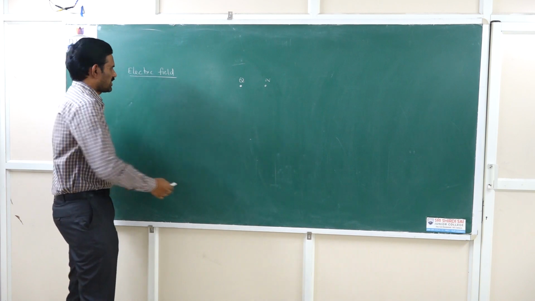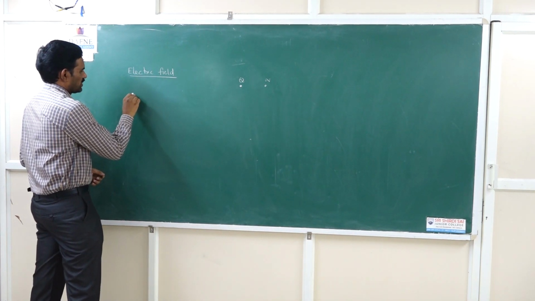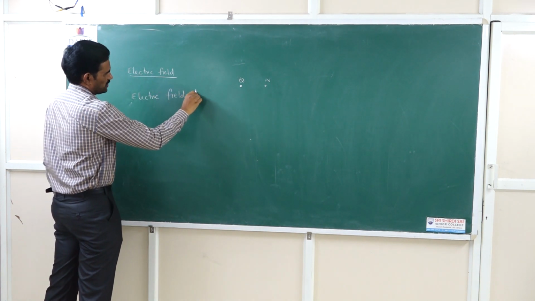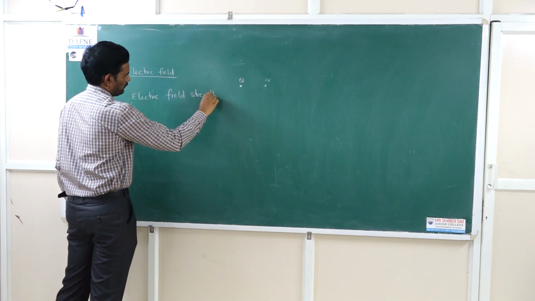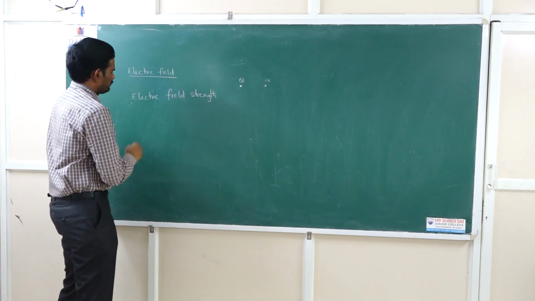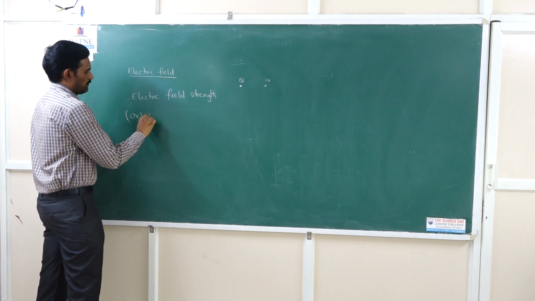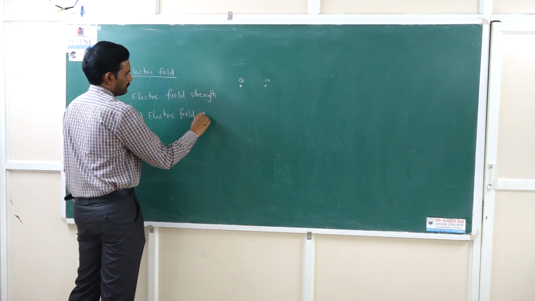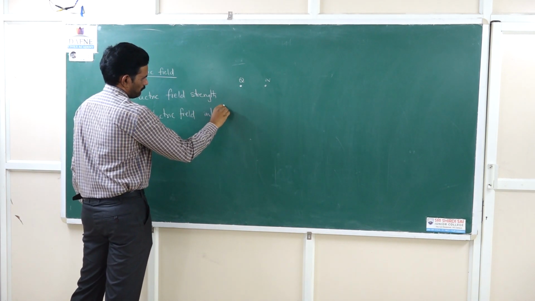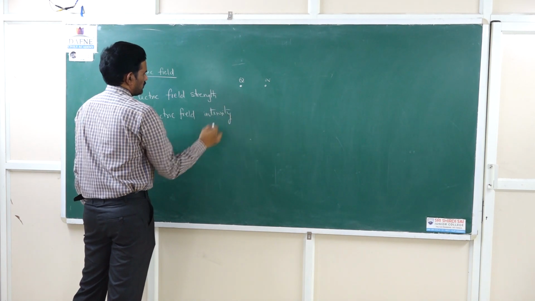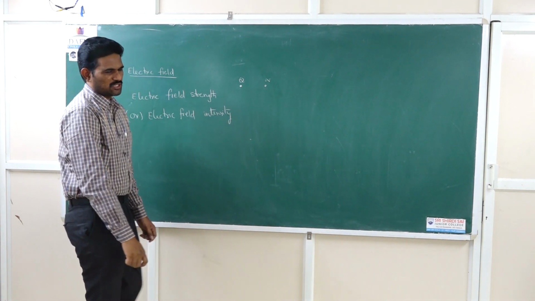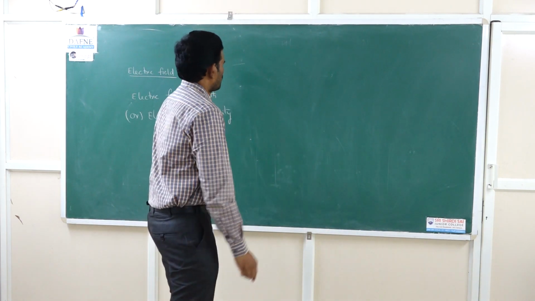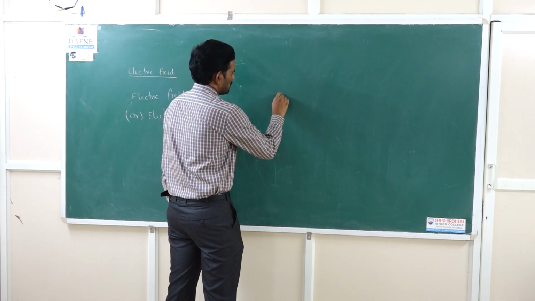Next, to measure this electric field, we use the term electric field strength, or you can also call it electric field intensity. This is again similar to our gravitational field strength. So here, the electric field strength at any point.